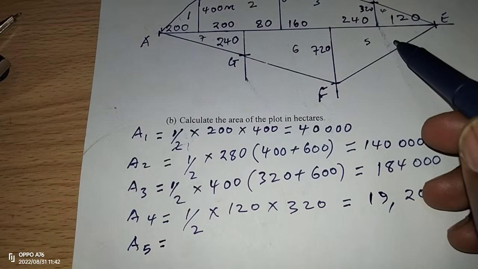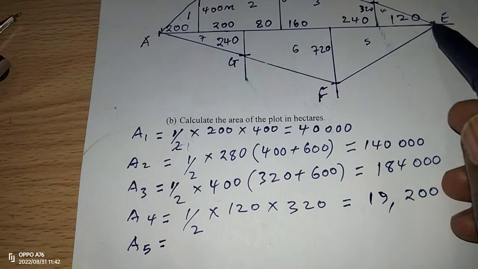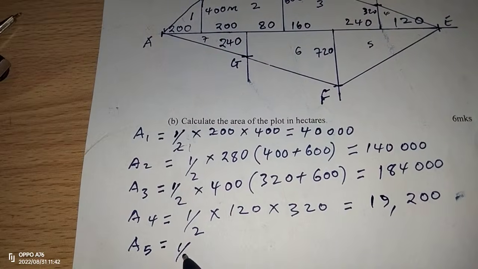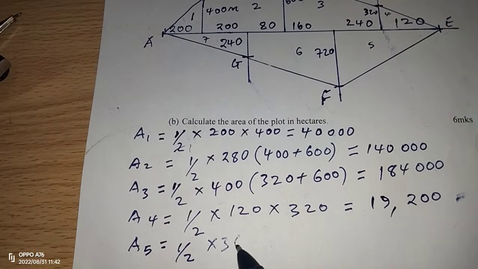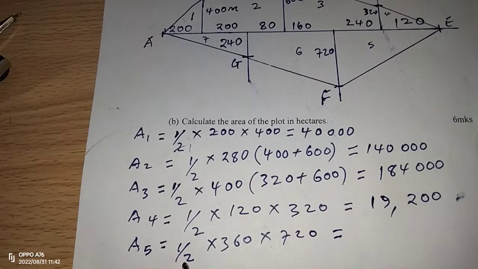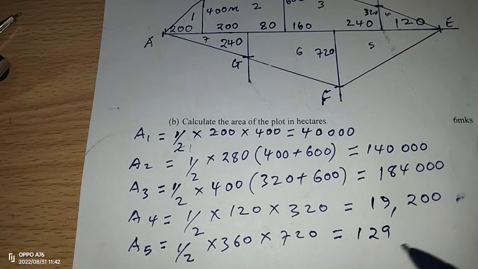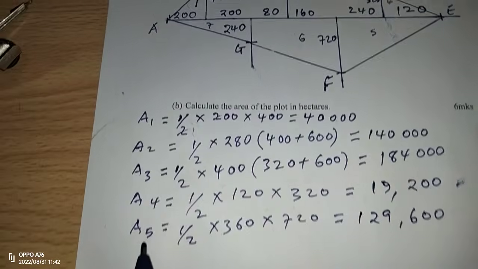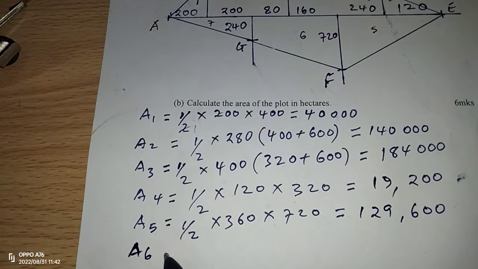Area 5, which is also triangular, is going to be 360 as the base, half times 360 multiplied by 720. When we divide by half by 2, we'll get 360. Therefore, it is 360 times 360. This is going to give us 129,600 square meters.